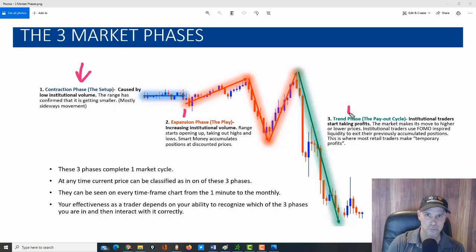Your ability to be successful as a trader is you've got to recognize what phase the stock or Forex pair or futures pair or crypto, whatever you trade, is in. And once you recognize the phase that it's in, everything else becomes so easy.